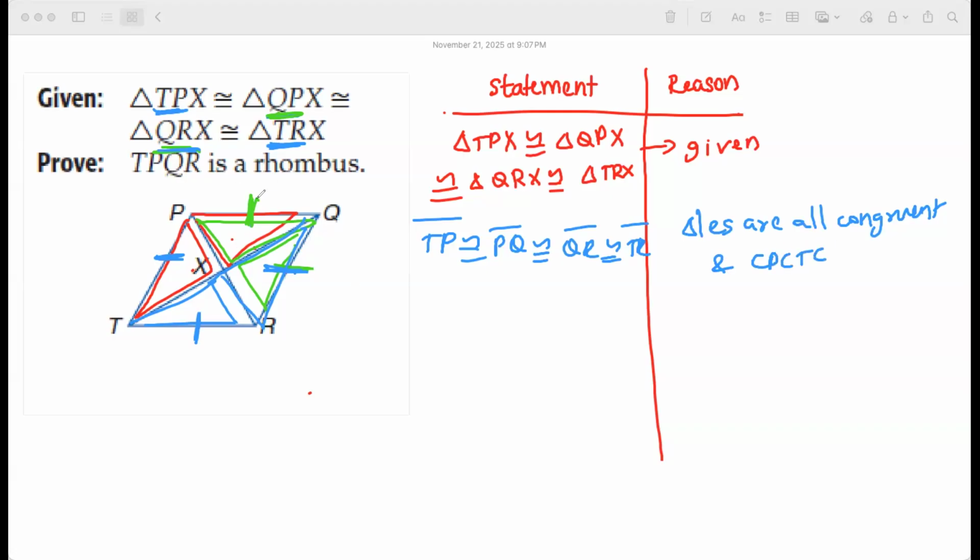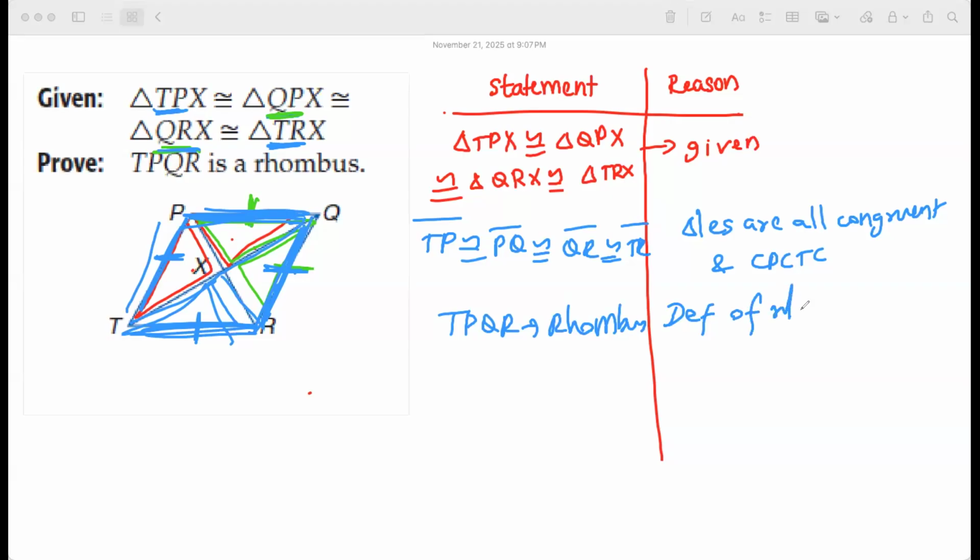Basically, yeah, and CPCTC. Triangles are all congruent. Since they are congruent, I can make it into a lengthy proof, one by one. Each side, this side is equal to this side, CPCTC. Similarly, this side equal to this side, CPCTC. Similarly, this is equal to this, CPCTC of both the triangles. And then last, everything is congruent, right? So triangles are all congruent and corresponding parts of congruent triangles are congruent. So with that, what can I say? TPQR is a rhombus. How? Definition of rhombus. All the sides are congruent. That's it. It's a simple one.